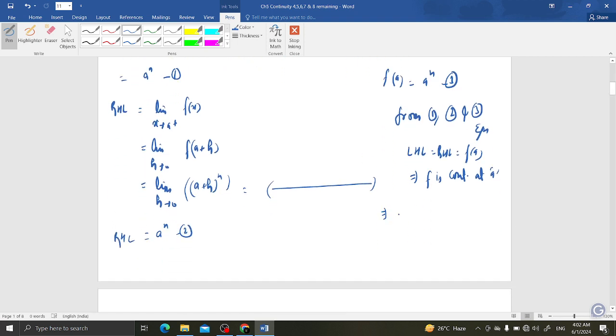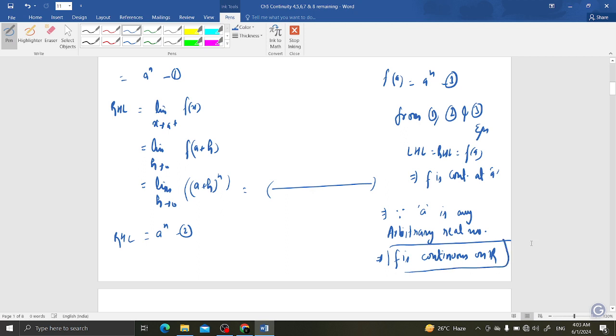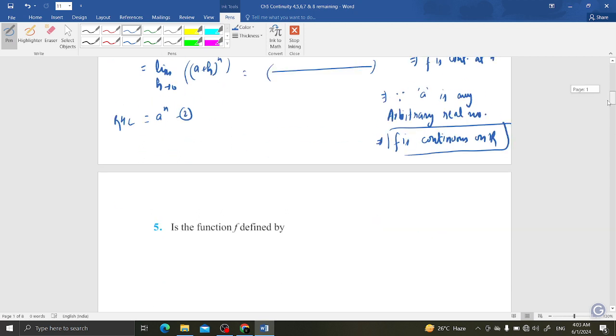Now here we proved that it is continuous at a, but we chose a as an arbitrary number. Since a is any arbitrary real number, this implies f is continuous on R. That means it is continuous in its domain. I hope you understand this question. Move on to the next question.